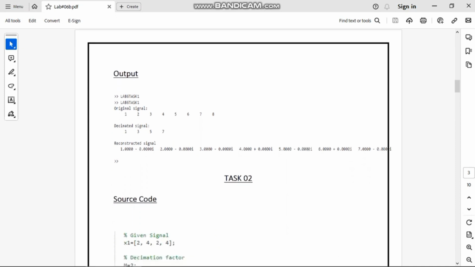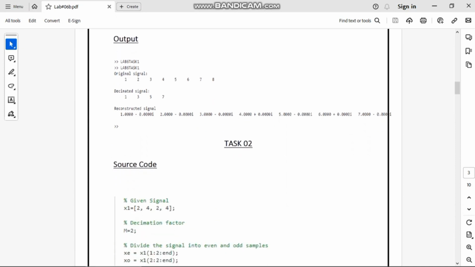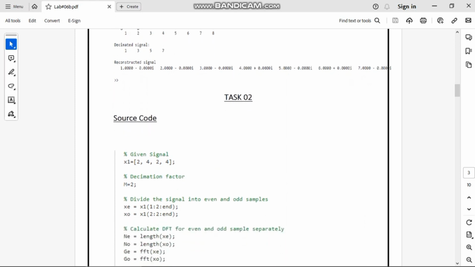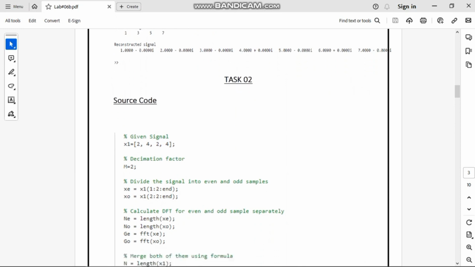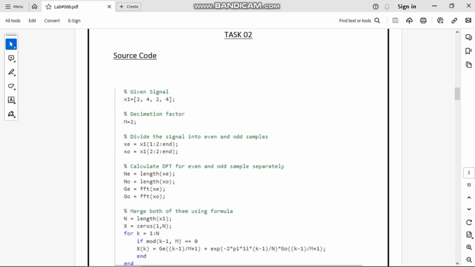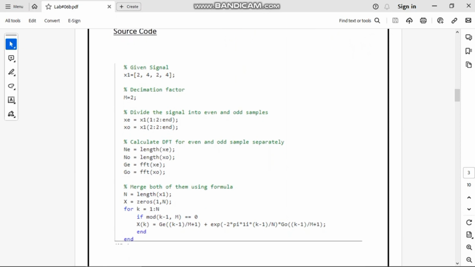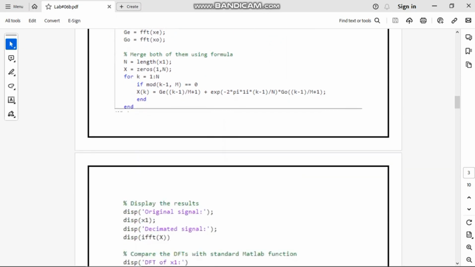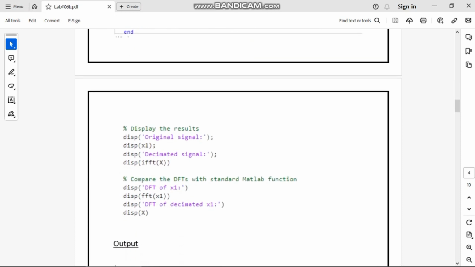Now moving on to task 2. In task 2, first of all I am giving the value to the signal, where x1 is equal to 24, then the decimation factor, which is m equal to 2, then again dividing the signal into even and odd samples, and then calculating DFT as we did in the previous code. Then merging both of them, same, then displaying results.